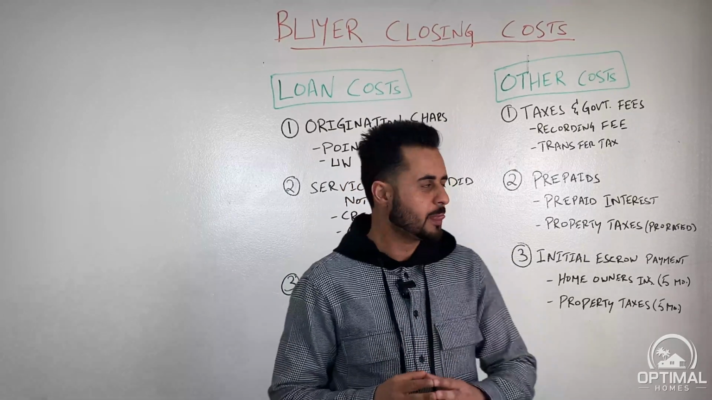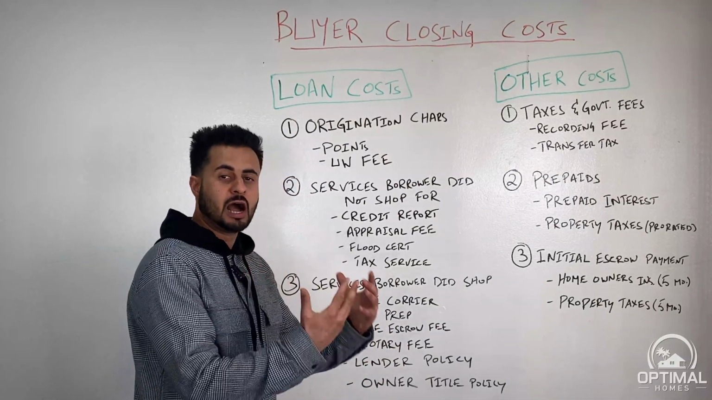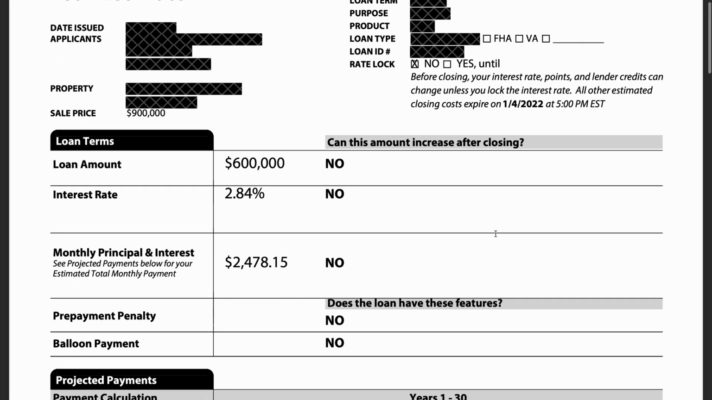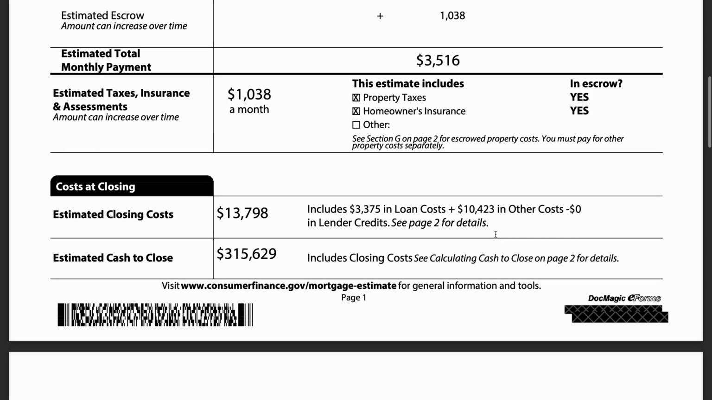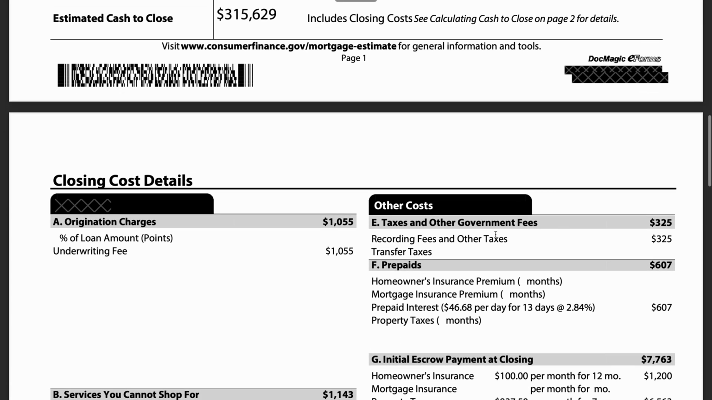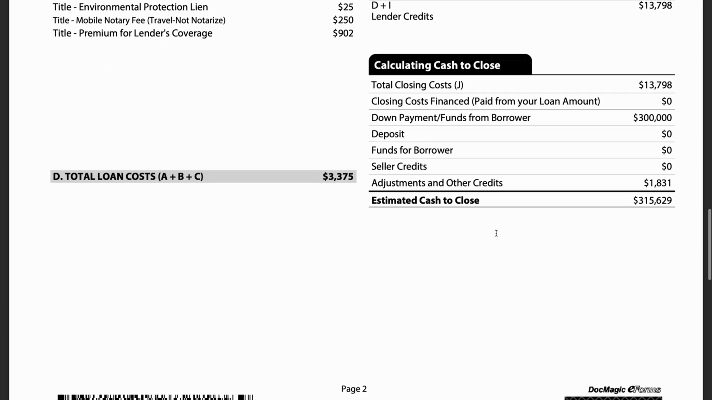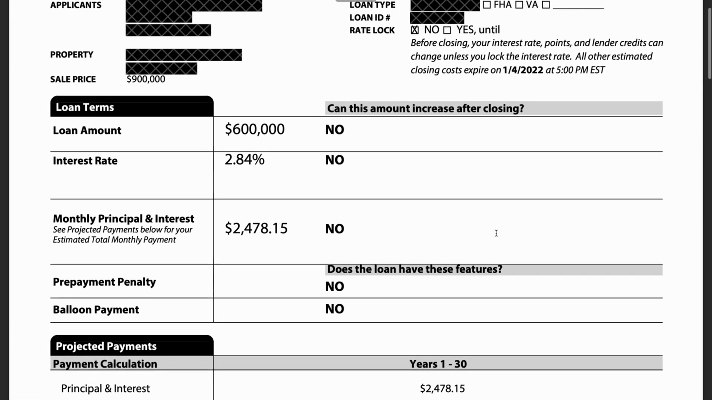So let's get started. I have broken these closing costs down to how you would see them on the closing disclosure or the loan estimate. Once you understand these, you'll be able to see exactly what lenders are giving you and which lender is giving you the best deal. Not only that, it'll help you understand what your closing costs look like and what to expect on your next transaction. So let's get started.